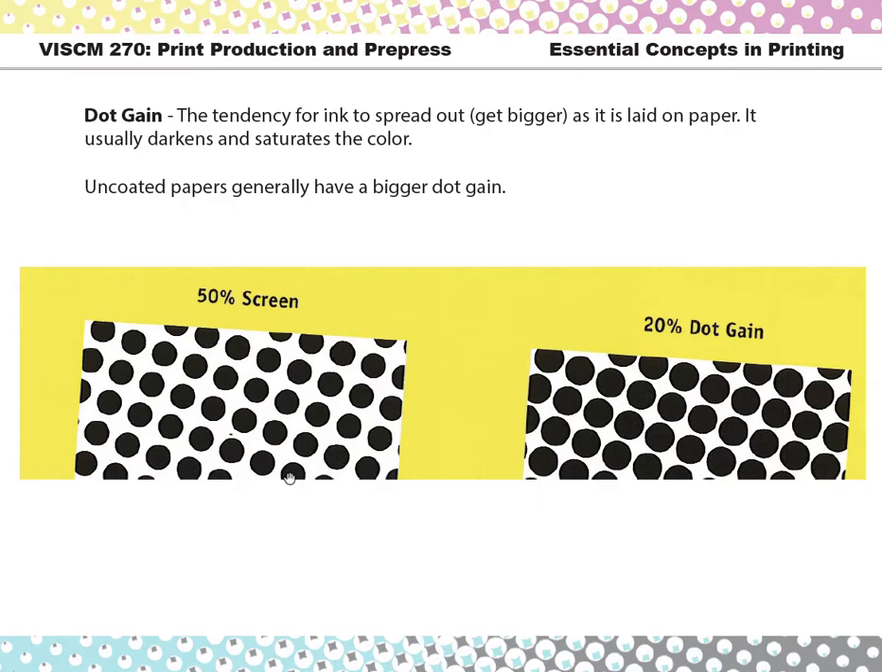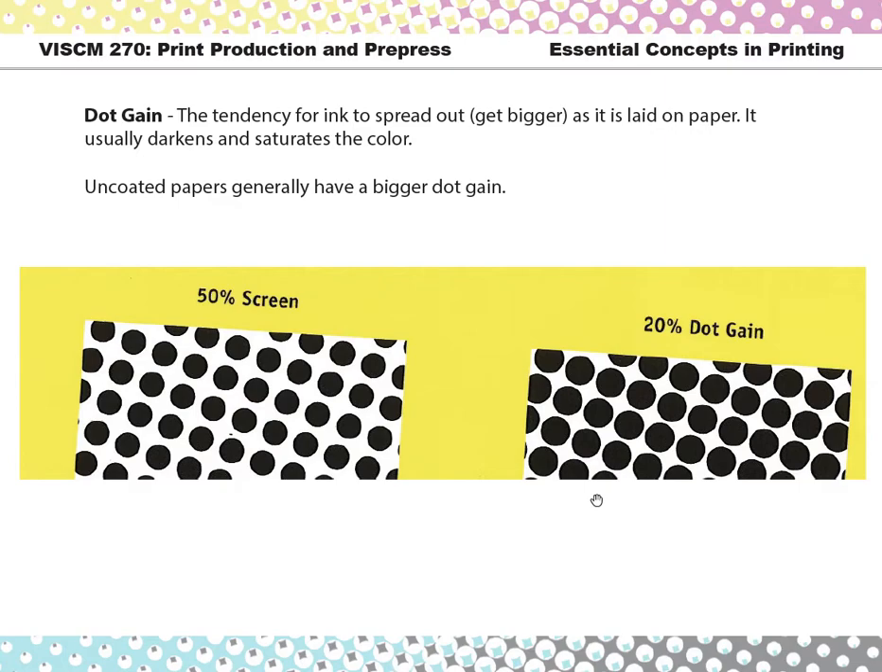Uncoated papers have bigger dot gain because they absorb ink and allow the ink to spread more. So like a newspaper generally has a 20% dot gain, which is significant. So if you had a 50% screen here on the left and you print it on newsprint, those dots are going to expand by 20% dot gain.